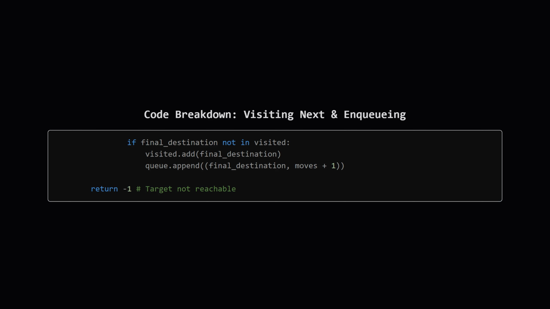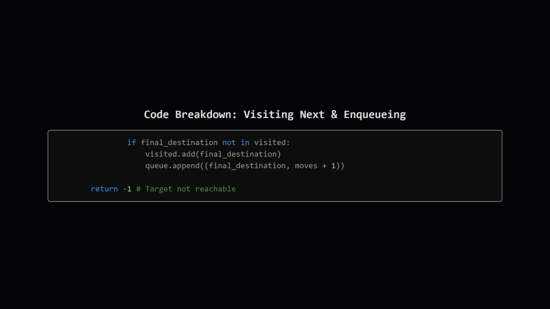Now, for this final destination, whether it was a direct landing from the dice roll or a jump from a snake or ladder, we check, is this final destination square in our set? If it's not in, it means we haven't processed this square yet. So two things happen. First, we add this final destination to our set, so we don't come back here again unnecessarily. Second, we add it to our queue for future processing. When we add it to the queue, we pair it with moves + 1, because it took one more dice roll to reach this new state.